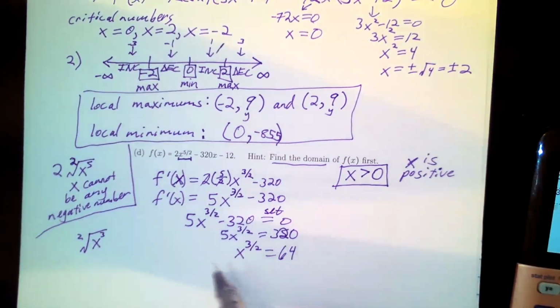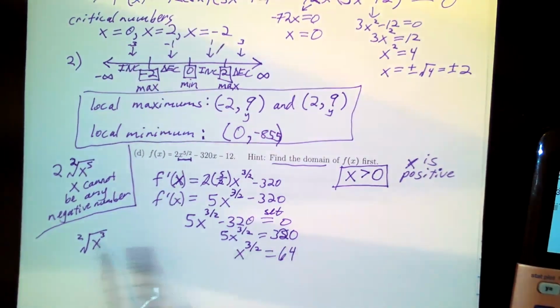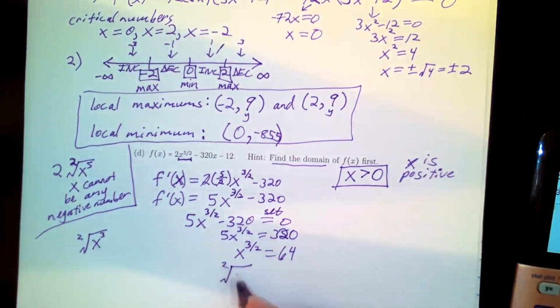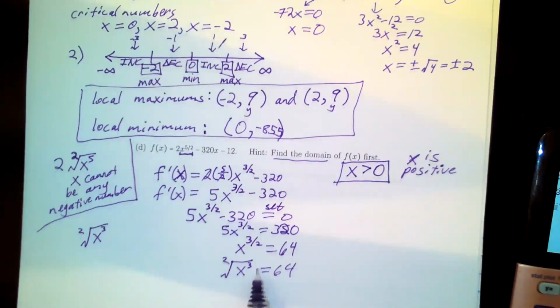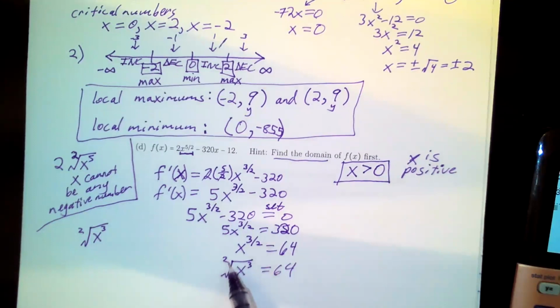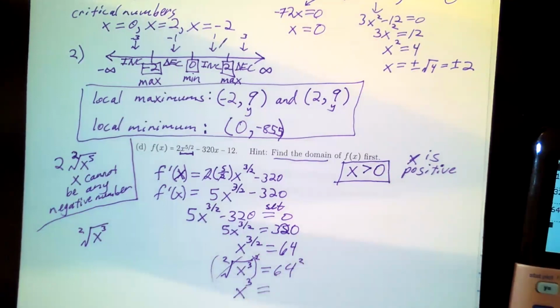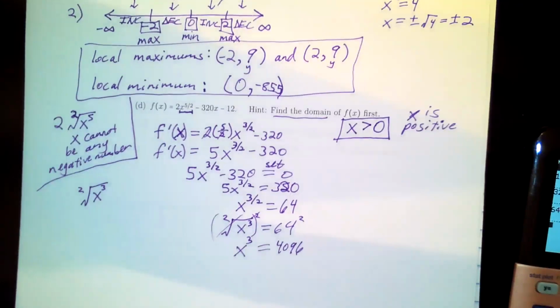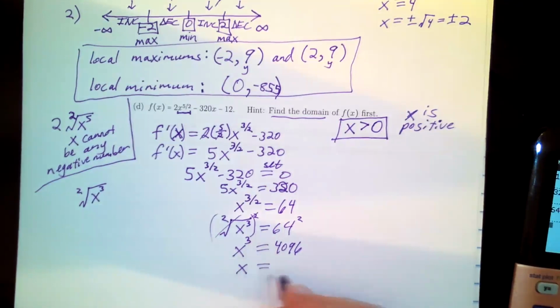And now here's where it might be good to convert this to its root equivalent, so it's a little easier to solve. If this is the square root of x cubed, the thing I can do to solve for x is square both sides. If you square this side, the root goes away, and then I have to square that over there. So what's 64 squared? 64 squared is 4,096. And then I have to cube root that, because this is x cubed. To get x by itself, you cube root both sides.